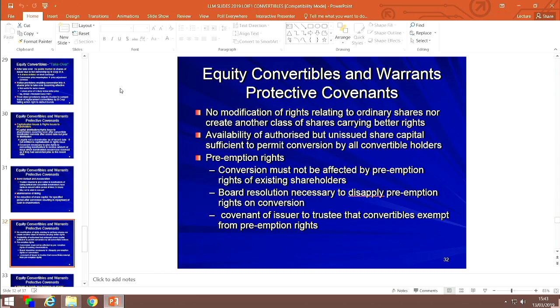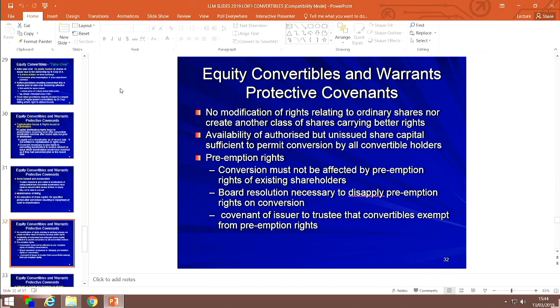Next one that needs to be looked at is preemption rights. Under most corporate law systems, existing shareholders have a primary right to buy or subscribe to new shares which are being issued by a corporate entity. That is a standard corporate law provision in most developed jurisdictions. Now, clearly, if that provision stood as I've just described it, it means that the moment a convertible bondholder wants to convert, those shares have to be first offered to existing shareholders, which would make it lunatic.